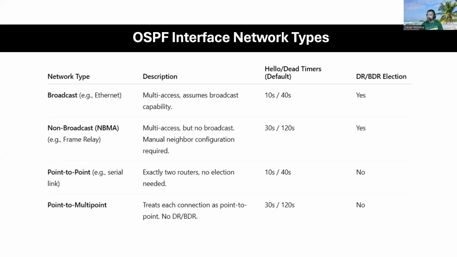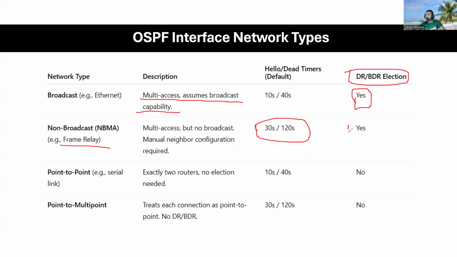Now, what are we doing when we are working with broadcast networks? We are accessing a multi-access network that assumes broadcast capability. And are we going to participate in the DR and BDR election? Of course, we will. What about the non-broadcast network type? Usually an example will be Frame Relay. Multi-access, but not broadcast. Manual neighbor configuration is required. And remember the timers, we have 30 and 120. And finally, yes, we will have a DR and BDR election.